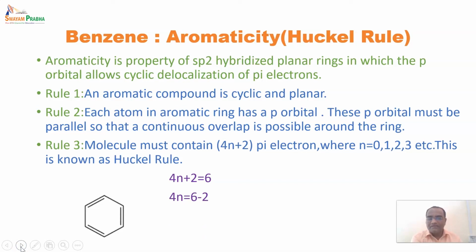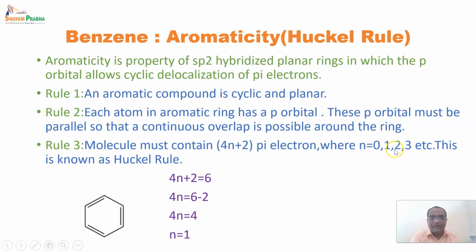Now, if we rearrange the equation, 2 will come over here, so positive will turn negative, and the answer will be 4. And by dividing 4 by 4, it becomes 1. So it obeys Huckel's rule. Huckel's rule tells that when the value of n is 0, 1, 2, 3, etc., such kinds of compounds are said to be aromatic. So that is why the compound is aromatic, because it obeys Huckel's rule.